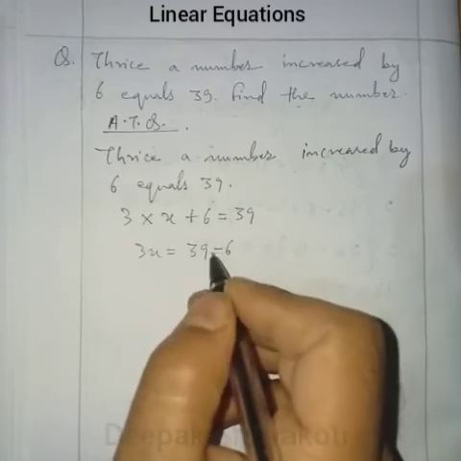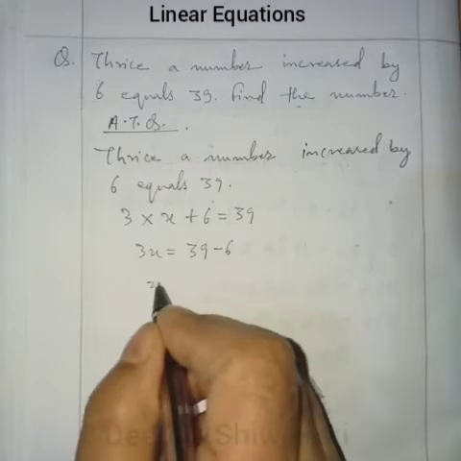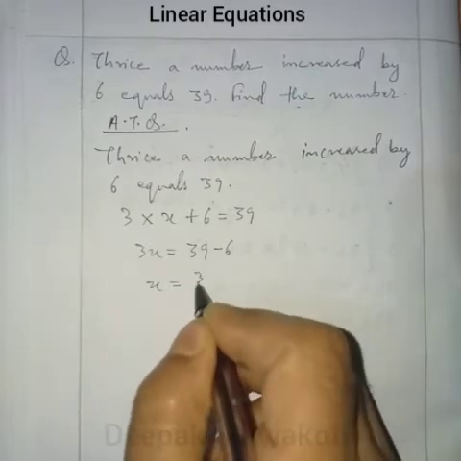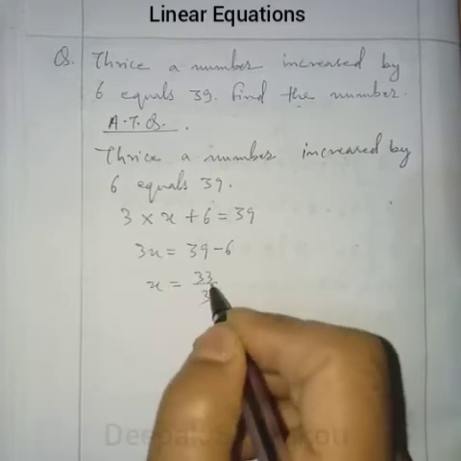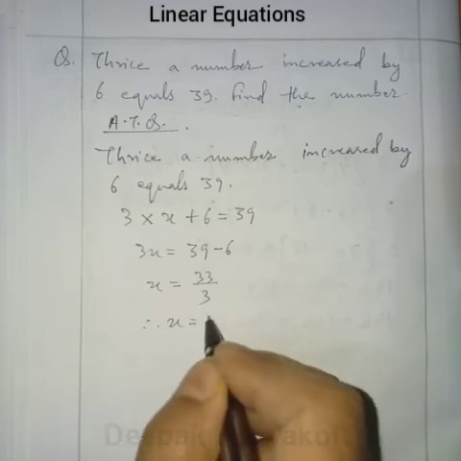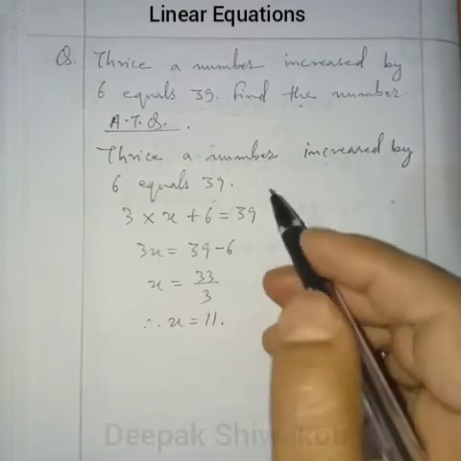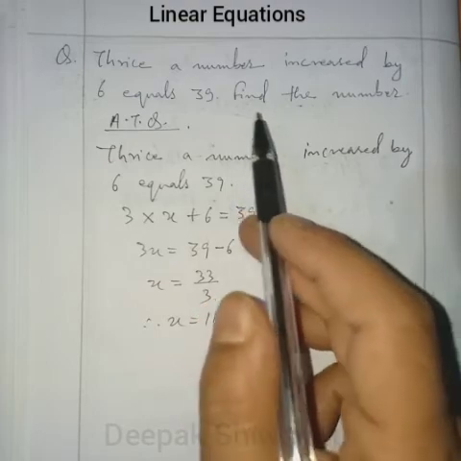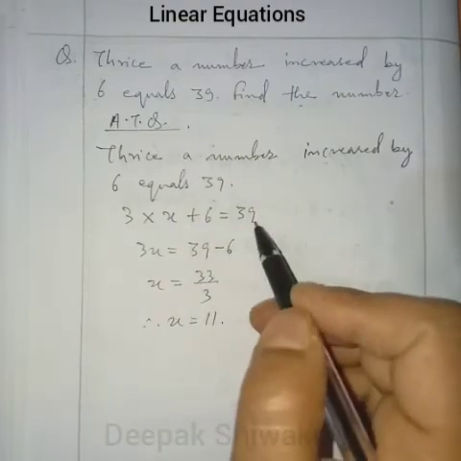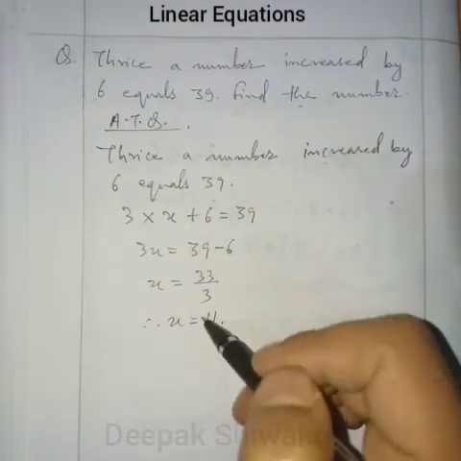Okay, so here x will be equal to 33 by 3, therefore x is equal to 11. So in such problems, you just have to transfer the given things into mathematical form and then you have to solve for x.